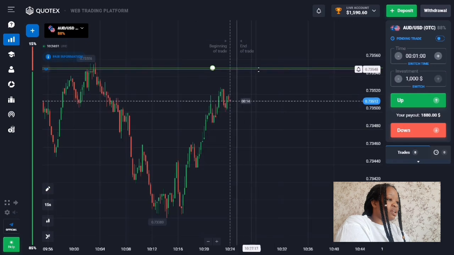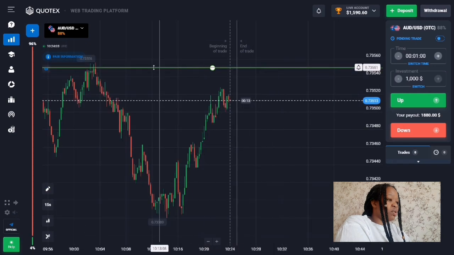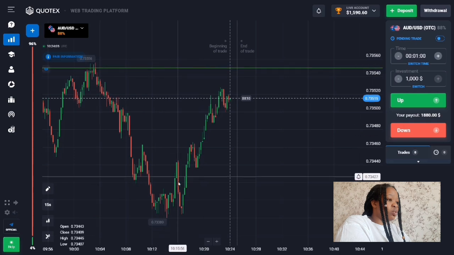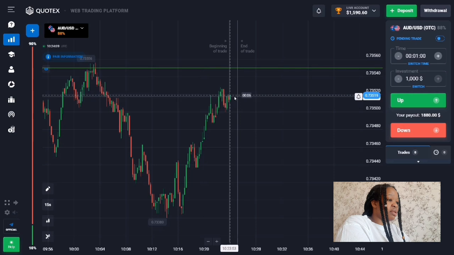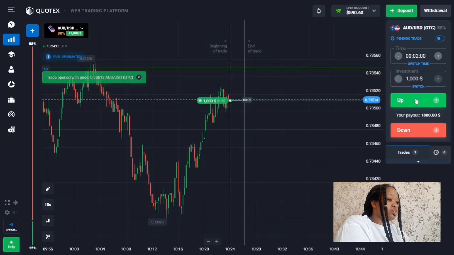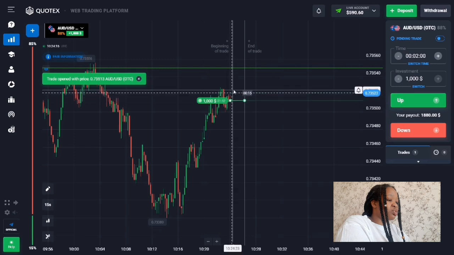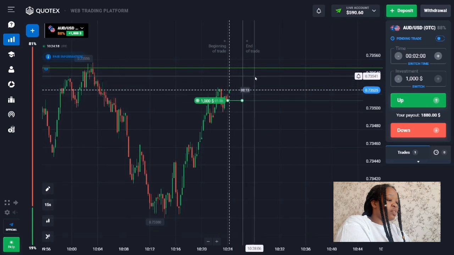So here I can observe the level of resistance right now. And this is a very steady movement upwards, and there is a distance to the level, so I'll enter the market with an up trade for 2 minutes. The price is likely to trend upwards because it has the strength to go up. So let me wait for the results of this trade.